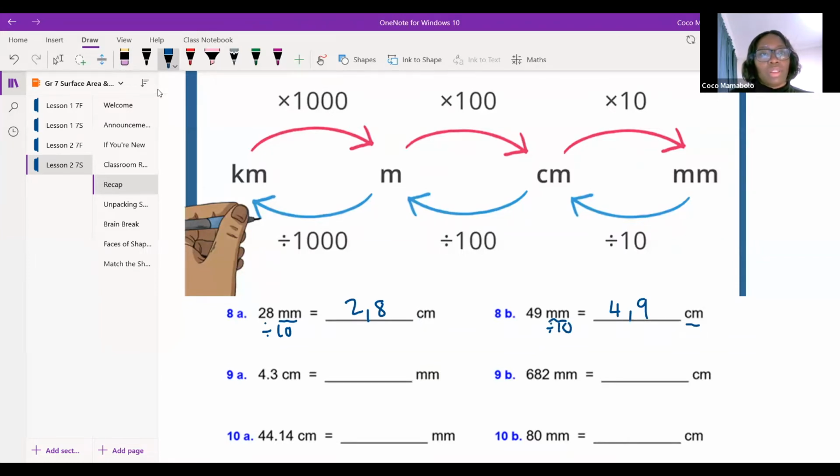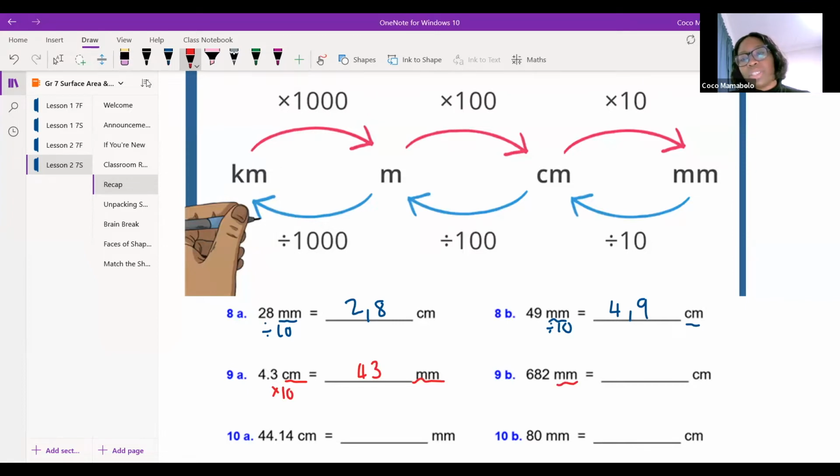All right, Rolivua, next one. We're going from centimeters to millimeters. What are we doing? Multiply by 10. Excellent. What is 4.3 multiplied by 10, my sweetie? 43 millimeters. Excellent. Well done. Awesome stuff.